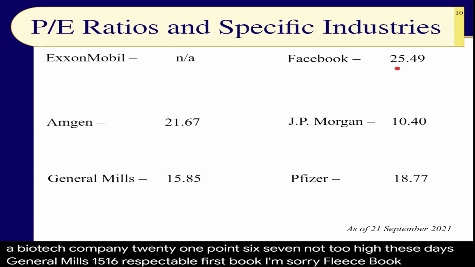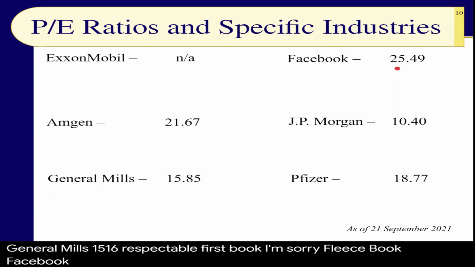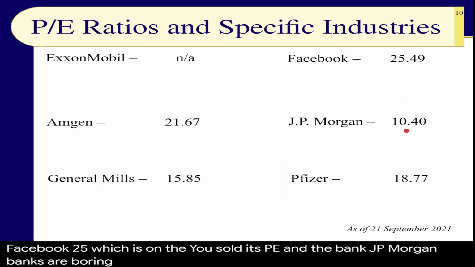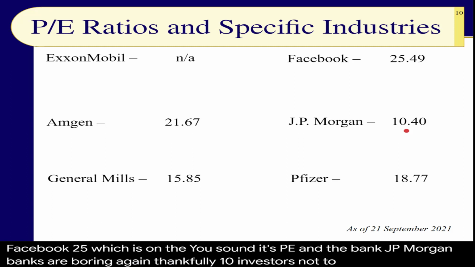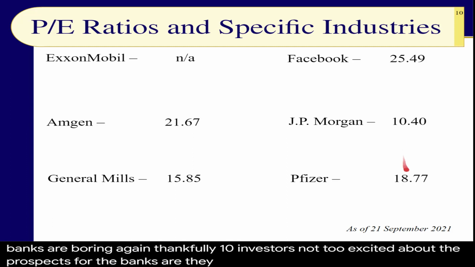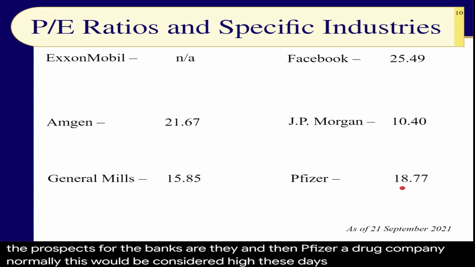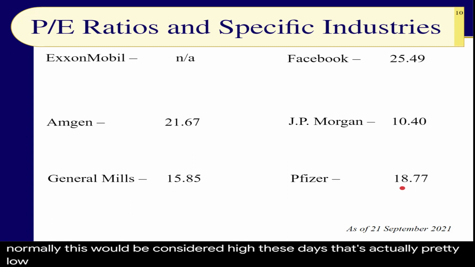Facebook, 25, which is on the low end of Facebook's PE over the last 10 years or so. And the bank, JP Morgan, banks are boring again, thankfully, 10. Investors are not too excited about the prospects for the banks, are they? And then Pfizer, a drug company. Normally, this would be considered high, but these days that's actually pretty low.